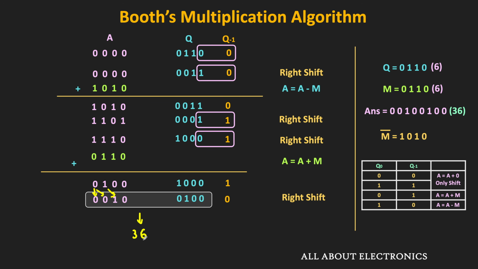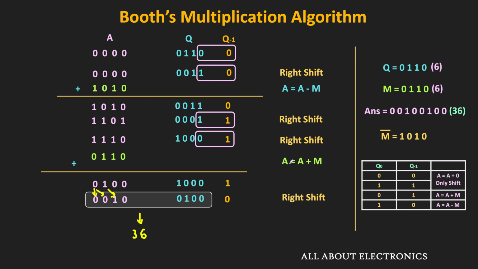So in this way, using this Booth's algorithm, it is possible to perform the multiplication of the signed numbers. As we have seen in this Booth's algorithm, for the n-bit multiplication, we are going through n iterations, and in each iteration, we are checking the Q0 and the Q minus 1 bits. Based on these two bits, we are deciding whether the arithmetic operation will be required or not. And after that, we are performing the arithmetic right shift operation.